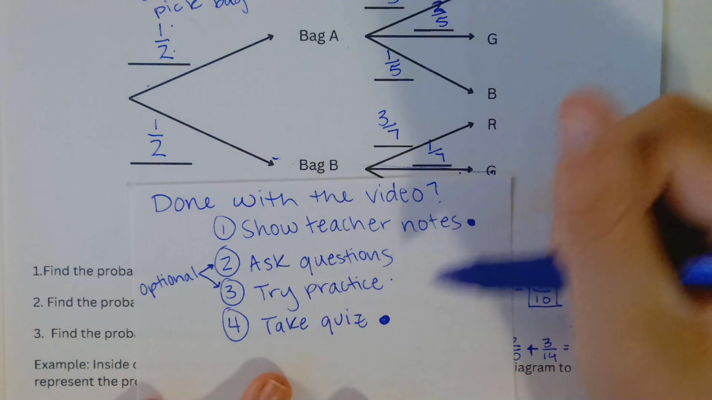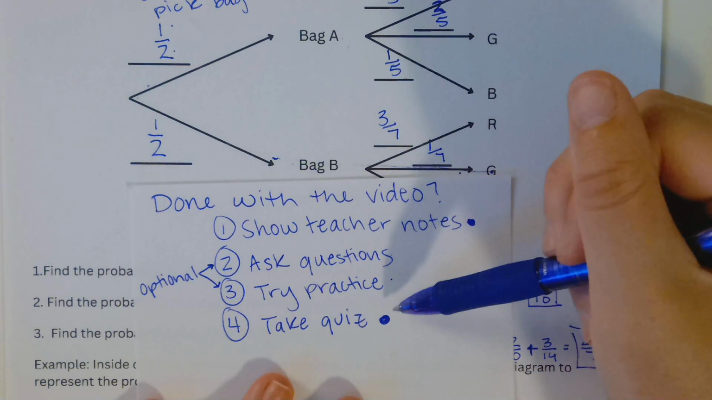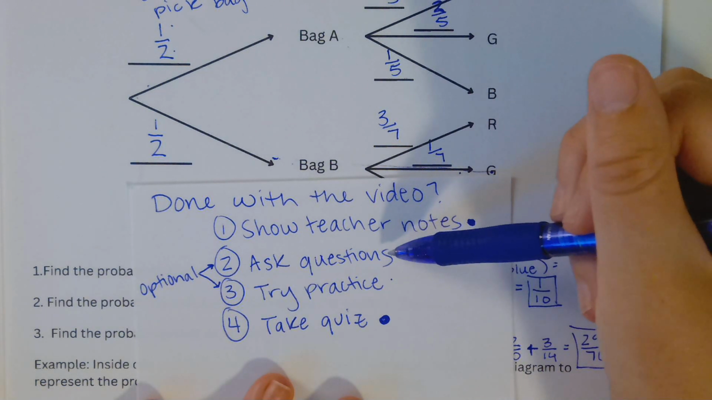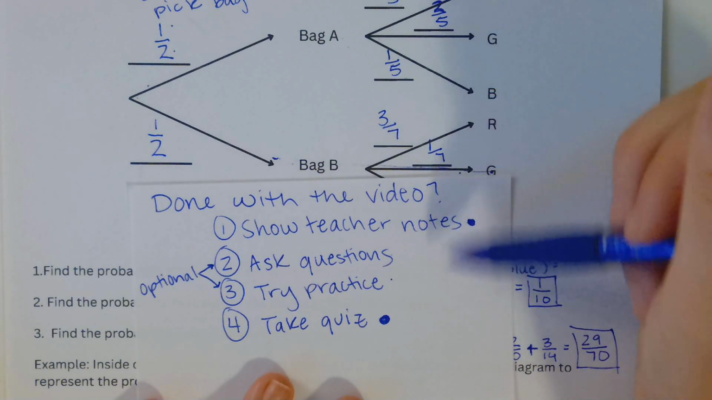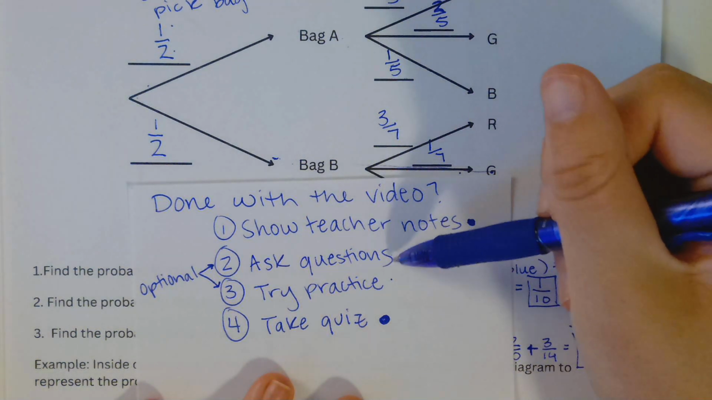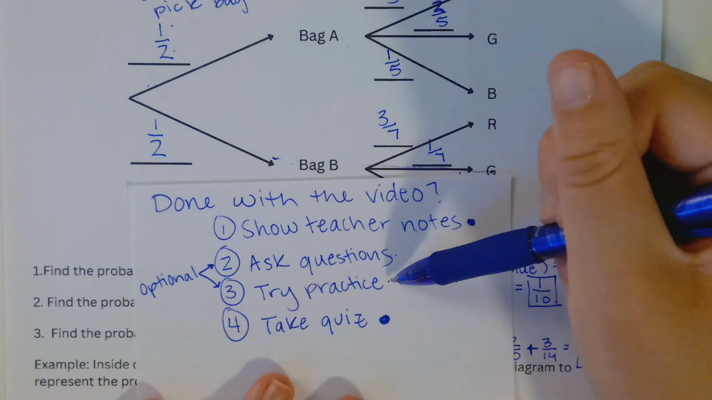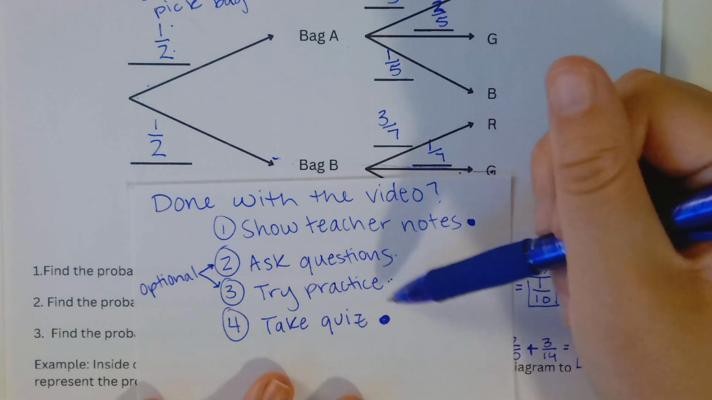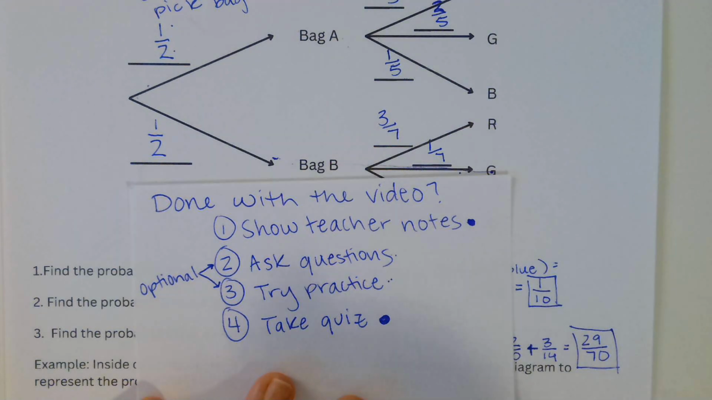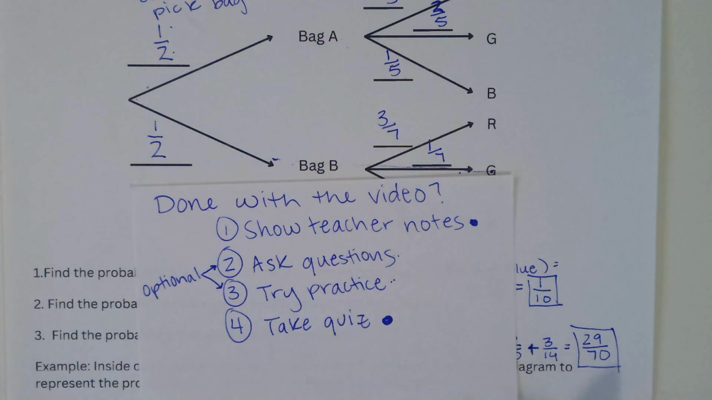Those are the 2 things that you have to do, but there are 2 optional steps that you could take in between the notes and the quiz. You can ask the teacher some questions, especially if anything didn't make sense. And then you can also try some practice problems. There are some practice problems on the Canvas page that you can use to help you practice some of the things that we did here. So go ahead and do those. If you have any questions, let your teacher know.